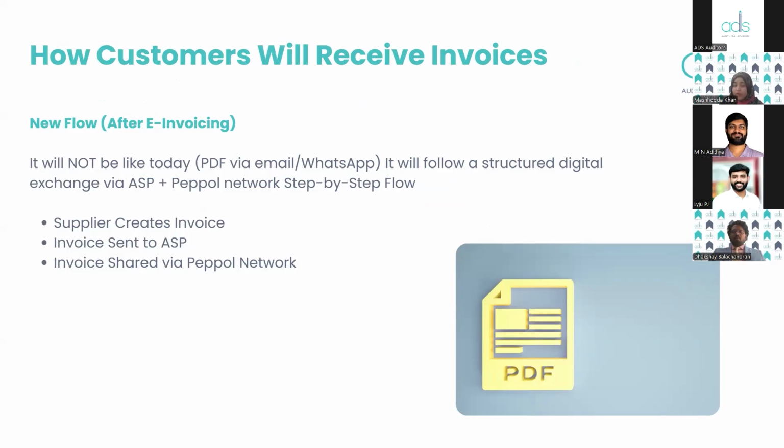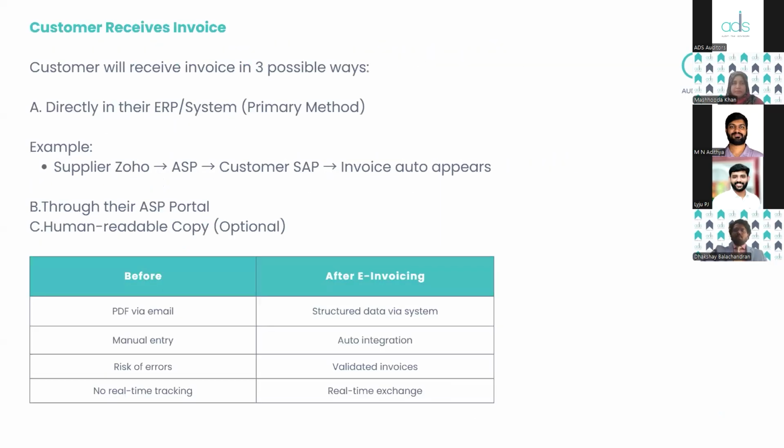Rather, it would follow a structured digital exchange via the ASP plus PayPal network. So the supplier will create the invoice, it would be sent to the ASP, and the invoice would be shared with your customer through the PayPal network via the ASP provider. How would the customer receive the invoice? The customer may receive the invoice in 3 possible ways. First is directly into their ERP system. This is the primary method, in which the invoice would go directly into the system of the customer.